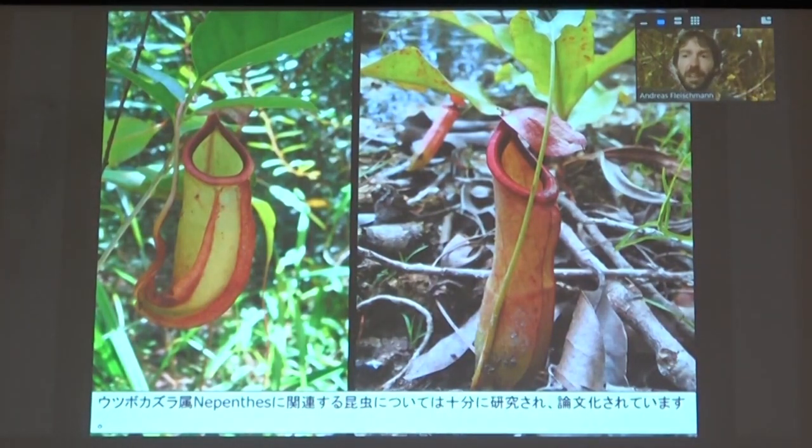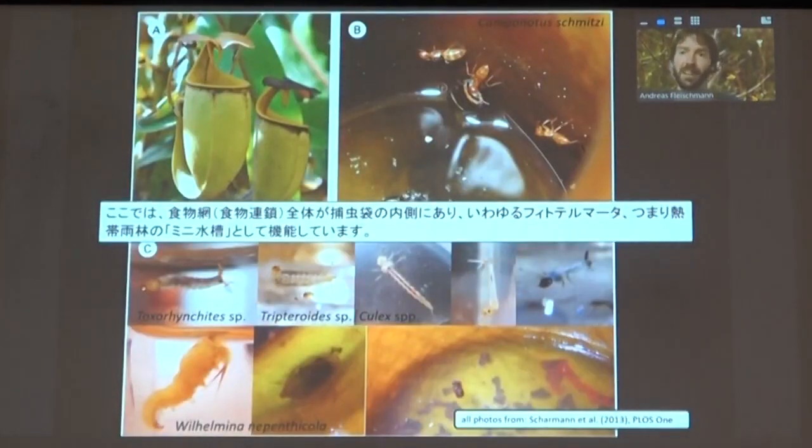Animals or insects living on carnivorous plants have been especially well documented in the tropical pitcher plants of the genus Nepenthes. Their entire food webs consist of insects, larvae, and ants, which feed on the captured prey, and then we have predators feeding on the infauna, even top predators, so we have complex food webs.